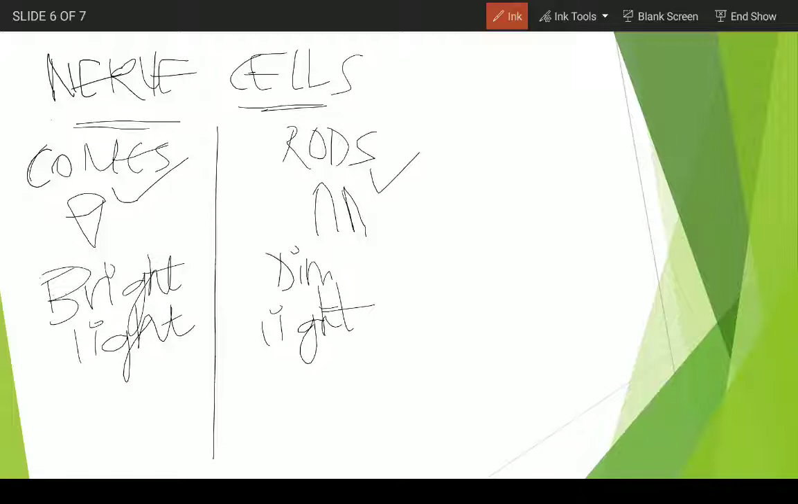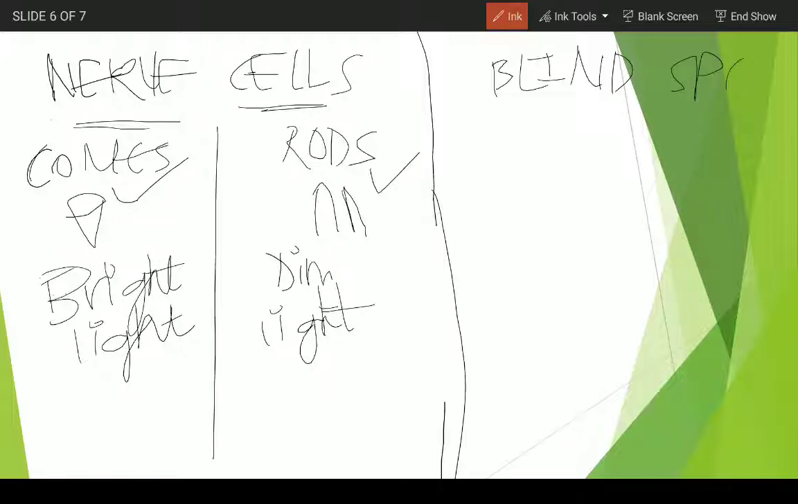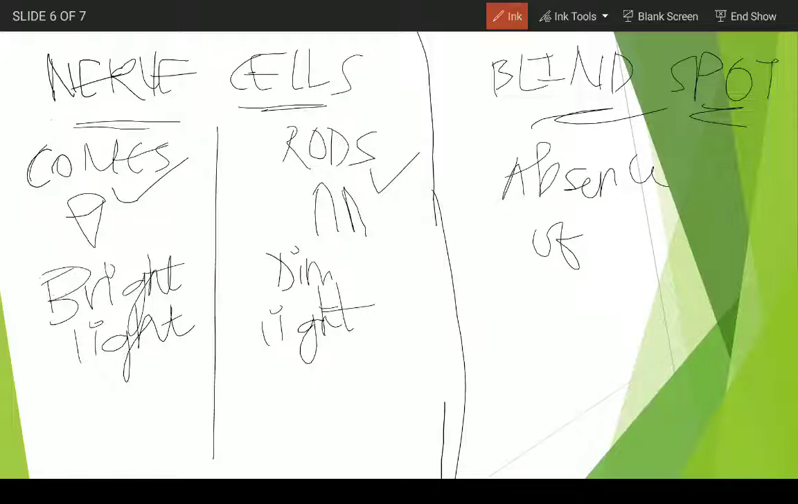Next, we shall discuss the blind spot. Blind spot is the place where no image formation takes place. Why? Because of the absence of nerve cells. Because of the absence of nerve cells, no image formation takes place on the blind spot. Okay, that's it.